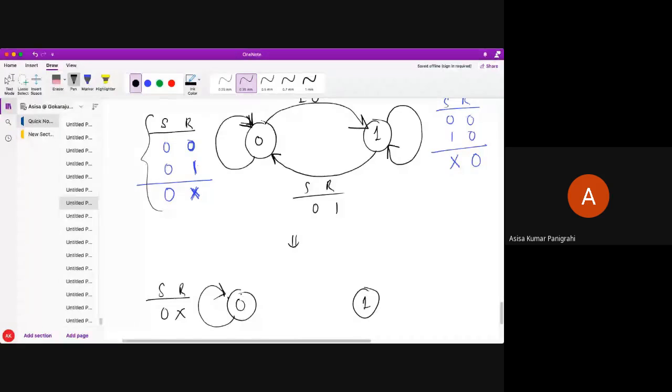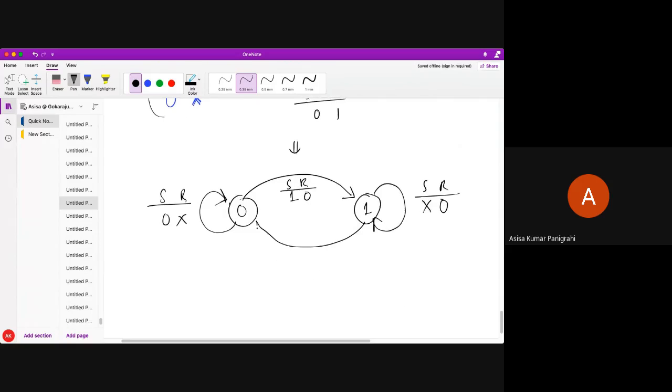State transition from 0 to 1. At that time, what is my SR? My SR is 1 0. State transition from 1 to 1. What is my SR? My SR is don't care 0. State transition from 1 to 0. What is my SR? 0 and 1. So do you all understand? This is my state diagram. So what does a state diagram actually tell? The state diagram tells the state transition with the presence of SR inputs, nothing else.